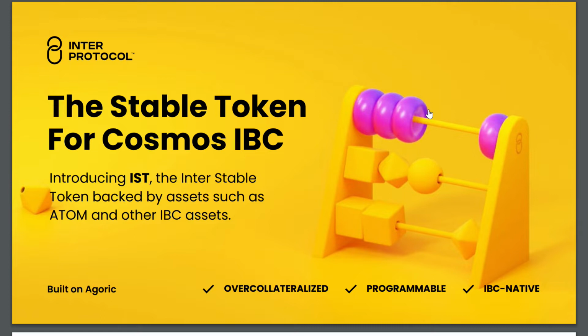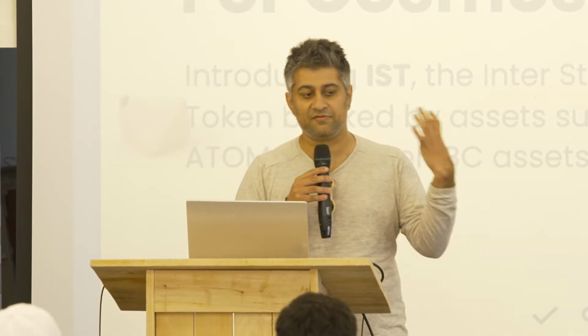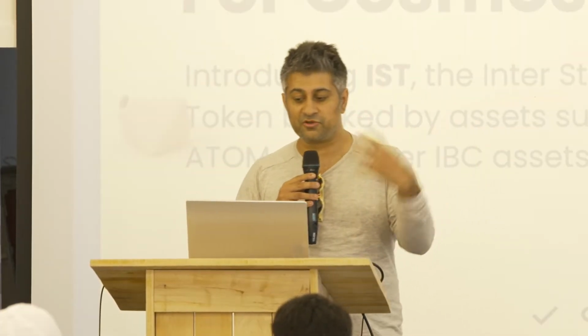So what are the core features? It is an over-collateralized stablecoin. The basic mechanism design is very similar to multi-collateral DAI. Because it is all built out of the Agoric framework, not out of the Cosmos SDK or CosmWasm, it is a much more dynamic environment that allows for programmability and extensibility of the issuance system, of the liquidation system, of all of the stuff, and that's mostly what this talk is about.